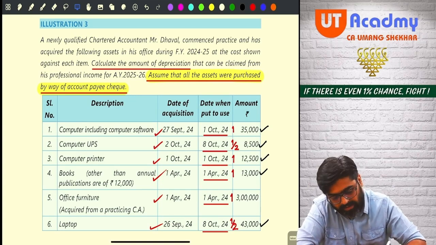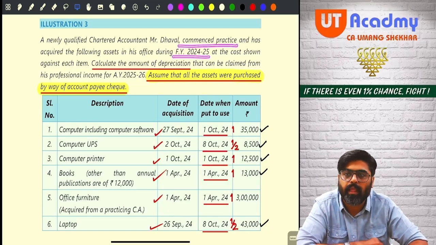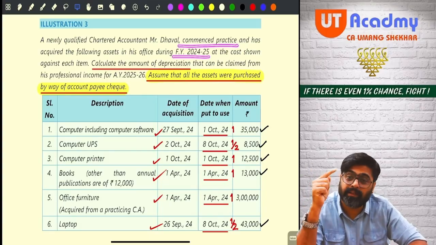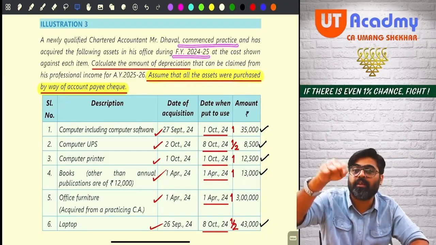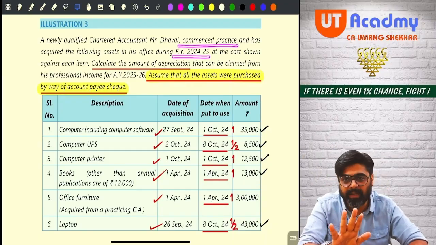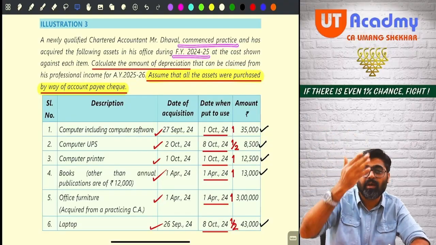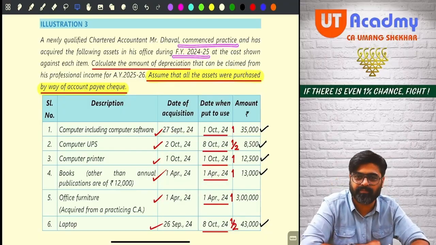So, he commenced the practice and has acquired the following assets in his office during financial year 24-25. Wait. When is the practice commenced? This year. To commence this practice, he is bringing these assets, meaning there is no opening WDV. All the blocks will be created for the first time in this year.